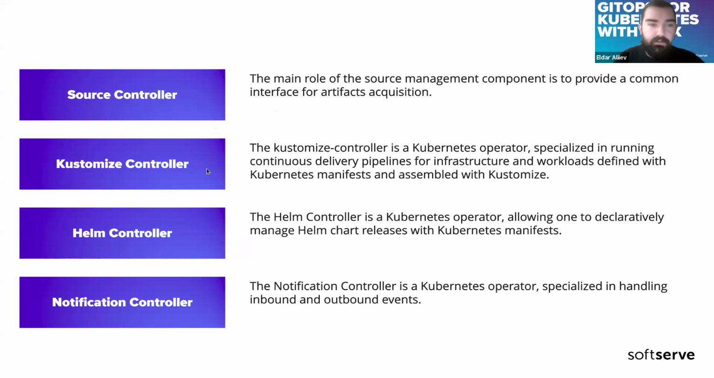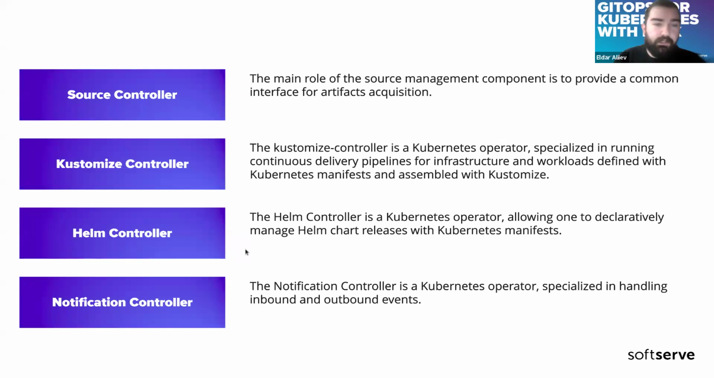The kustomize controller works with one custom resource called Kustomization. In the Kustomization configuration, you point to the source from which the kustomize controller must gather the artifact, and you put some configuration on how this Kustomization must be applied. It uses the same approach as the kustomize tool that you are probably using.